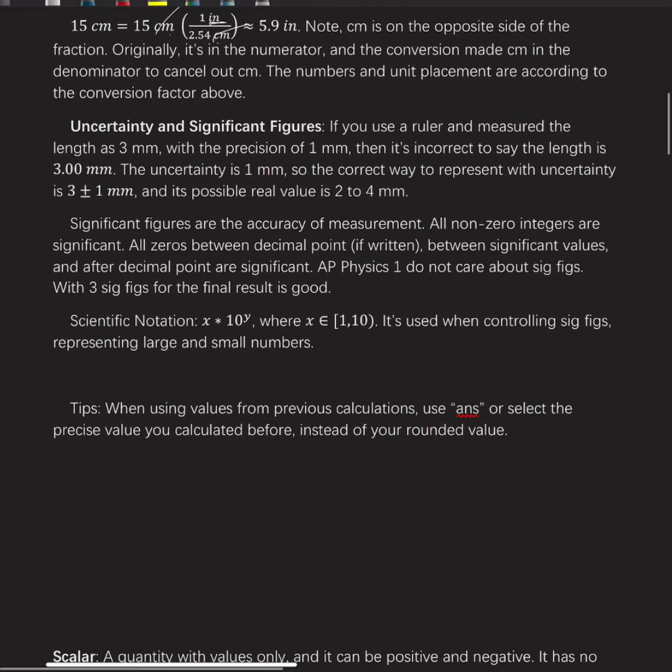Okay, let's talk about significant figures. They are the accuracy of measurements. All the non-zero integers are significant, and all of the zeros after the decimal point, and those between significant digits, are significant. But you don't need to worry about significant figures a lot. Just write 3 sig figs.